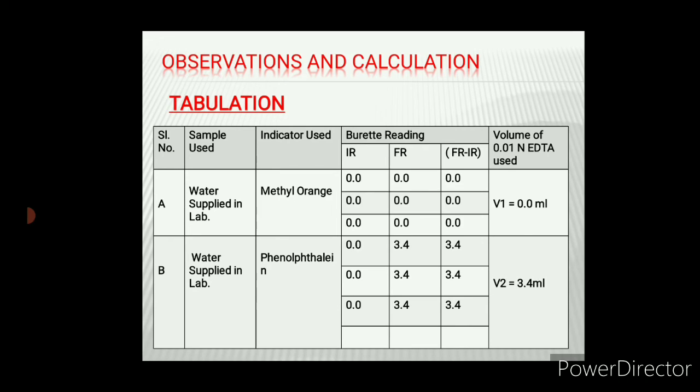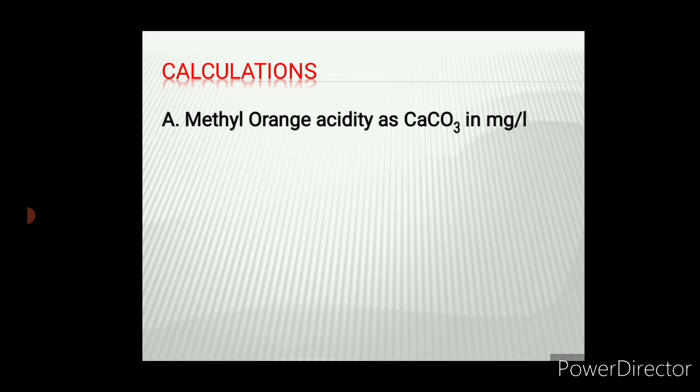Now next, what we performed was phenolphthalein acidity. It had some value, 3.4 ml was the burette reading. So V2 was found to be 3.4 ml. That means the sample we analyzed had very little acidity, with a burette reading of 3.4 ml. Now in the previous experiment, methyl orange plus phenolphthalein alkalinity was total alkalinity, but here only the phenolphthalein acidity value is the total acidity. Only methyl orange acidity was found to be 0.